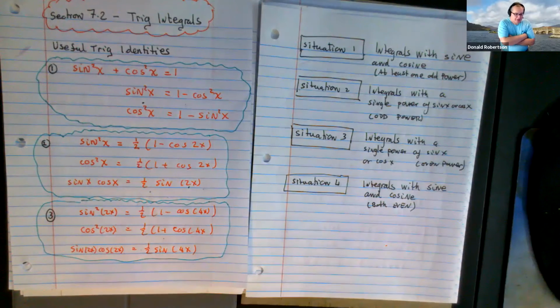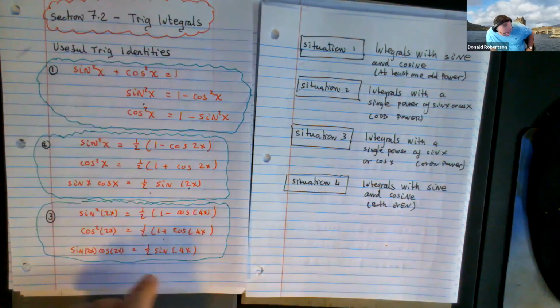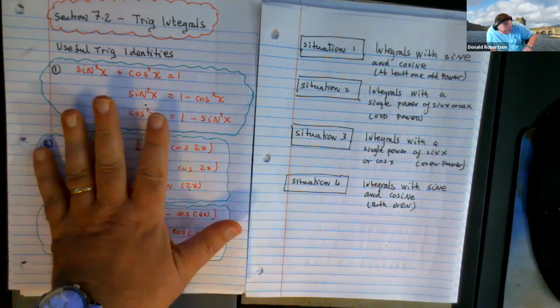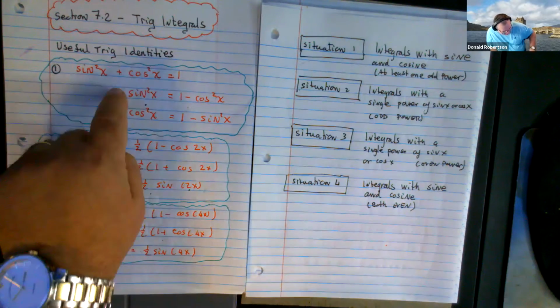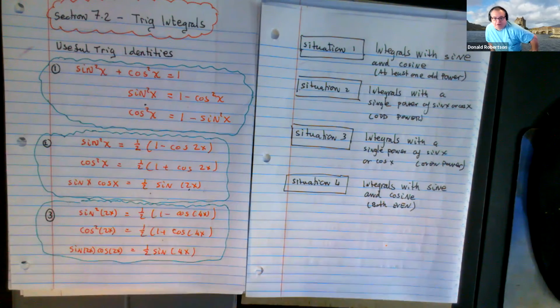Here we have section 7.2, and the first thing I'm giving you, and I'll give you time to copy this, or you can wait till the video comes on and get a copy then, is some useful trig identities that we're going to be using over the next couple of days. There are only 2 sections this week.